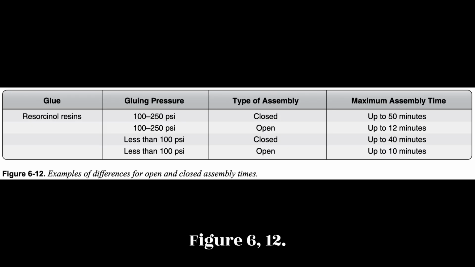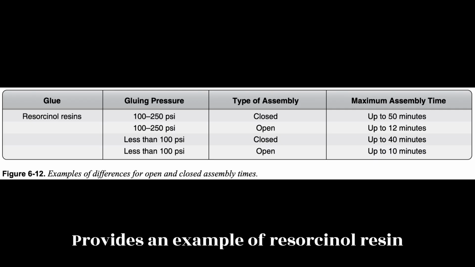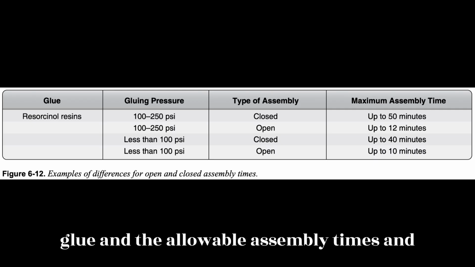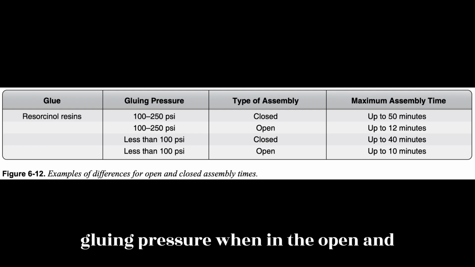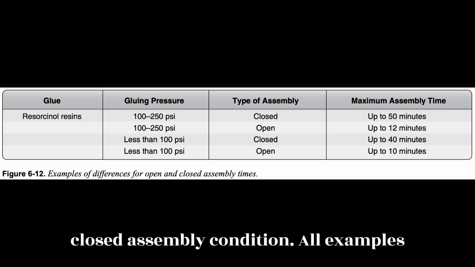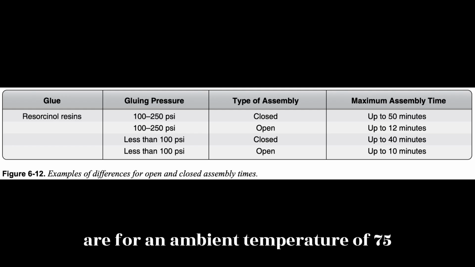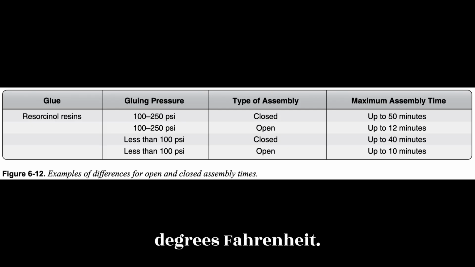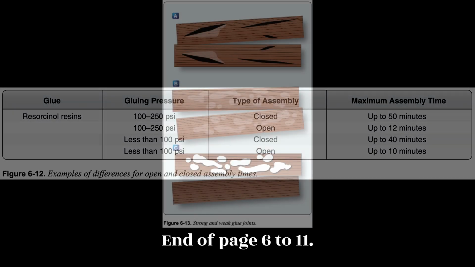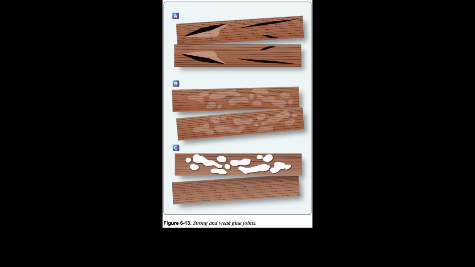Figure 6.12 provides an example of resorcinol resin glue and the allowable assembly times and gluing pressure when in the open and closed assembly condition. All examples are for an ambient temperature of 75 degrees Fahrenheit. End of page 6-11.